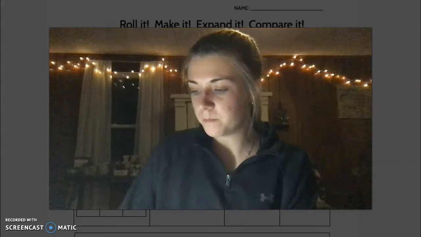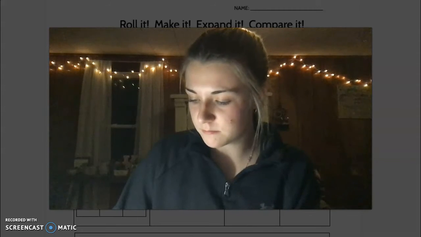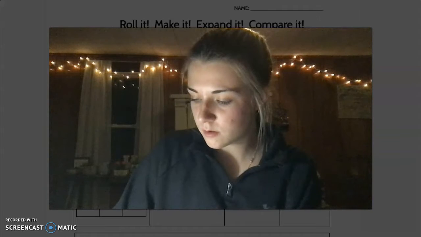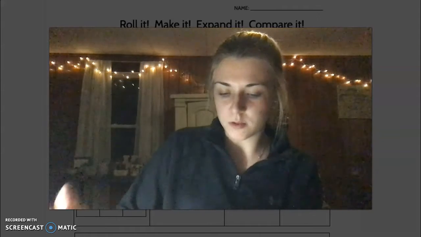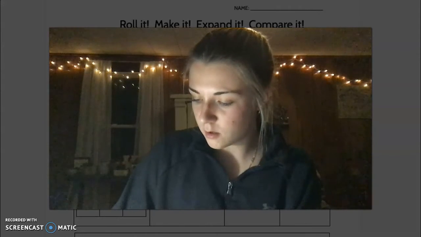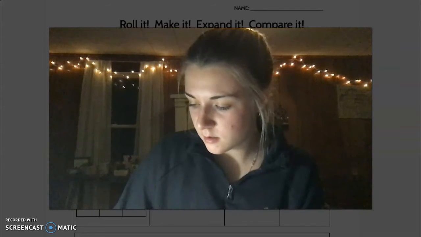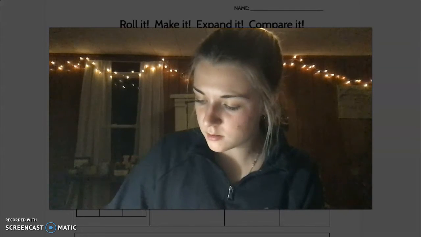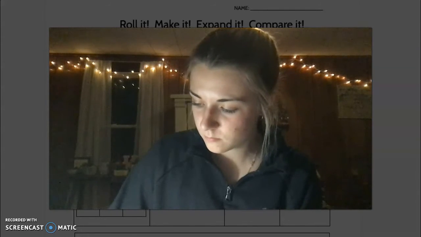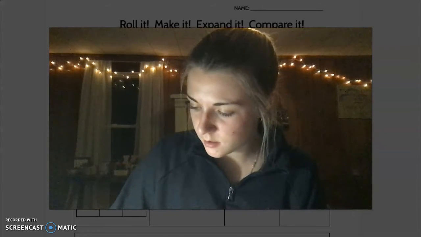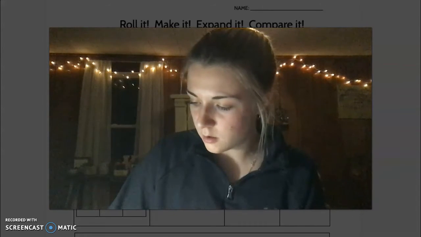And then again, they'd have to roll another number. So we got a 6. Again, we got a 2. And then one more time, we got a 1. So we have 6 100 blocks. And then just 2 10 sticks. And then just 1 ones cube.